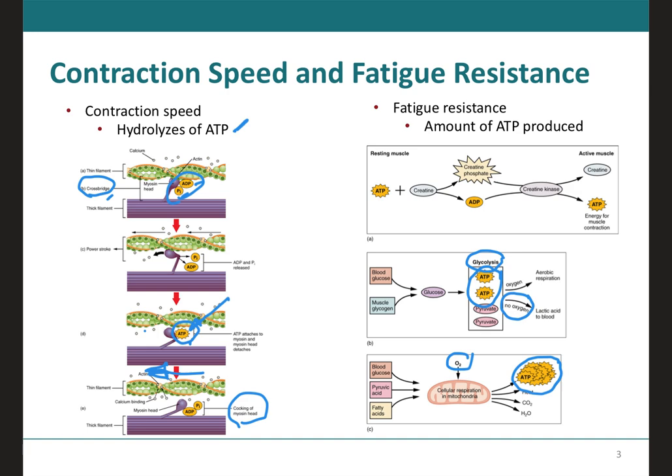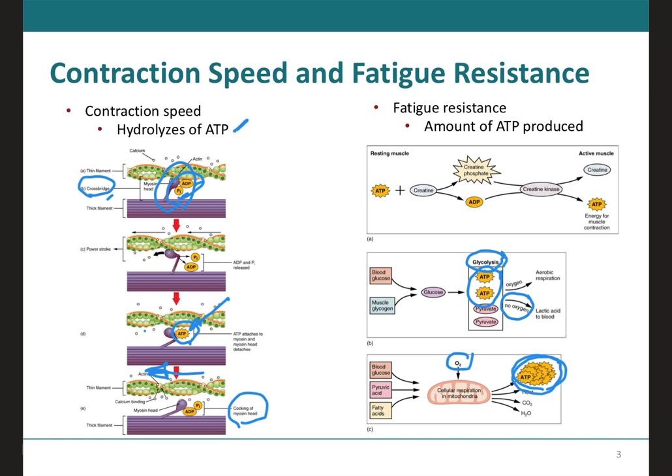They do not produce high tension, as you can imagine, and thus they are not used for powerful, fast movements that require high amounts of energy and a fast rate of the formation of the cross bridge. But these SO fibers, since they use aerobic respiration, will produce way more ATP, and therefore they're going to be more resistant to fatigue, so they won't tire as fast.